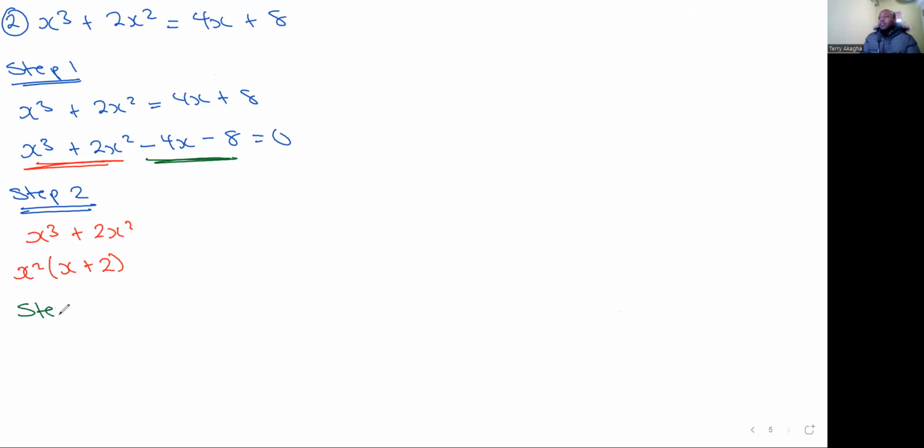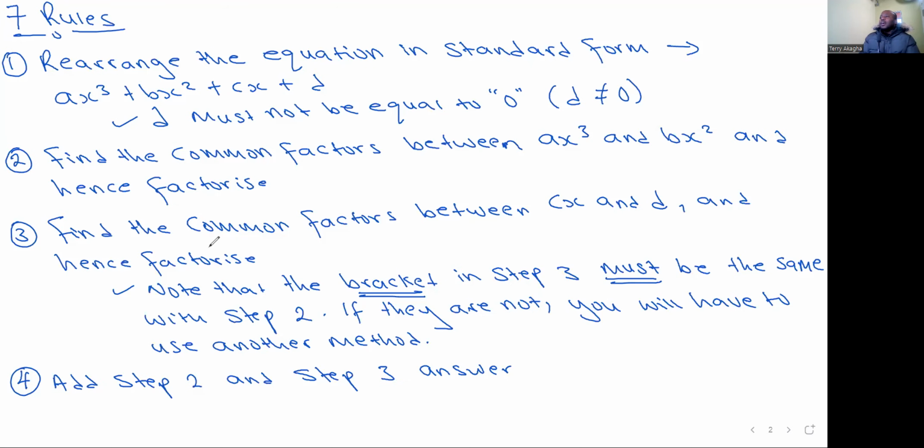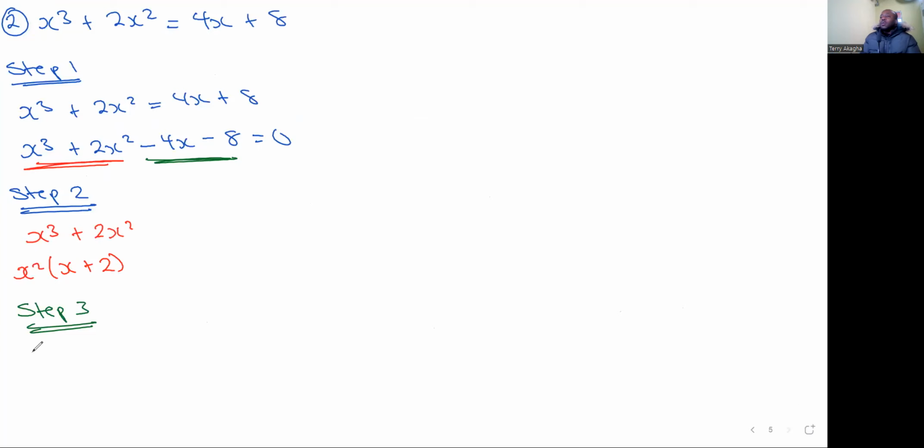We'll do minus 4x minus 8. That's step 3. All right. You factorize that. If you go to the third step, it says you have to find the common factors between cx and d, and hence you factorize. So we're going to do that together. So we have minus 4x minus 8. Now, what is common between both of them is minus 4, okay? And we have x plus 2. Now, you can see at this stage, the value we have in the bracket here, x plus 2, is exactly the same as the value we have in the bracket here, which is also x plus 2. So that means we can then proceed.